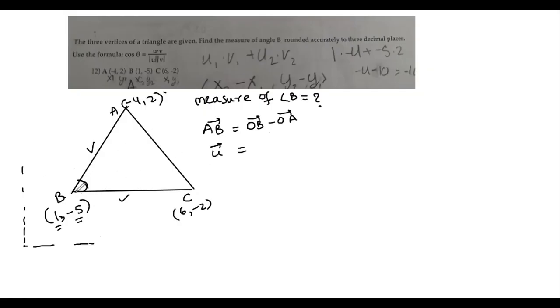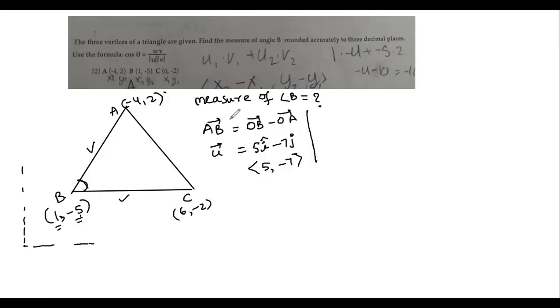OB minus OA, just subtract x coordinates and y coordinates. So 1 minus minus 4 is 5, 5 i cap, minus y coordinates again, minus 5 minus 2, minus 7 j cap. So we can write in a component format like 5 comma minus 7. This is U bar vector.